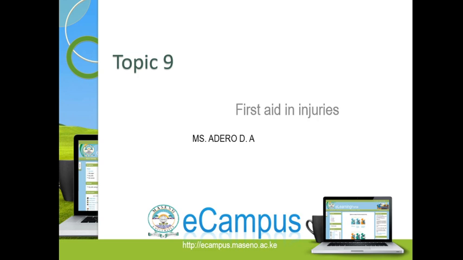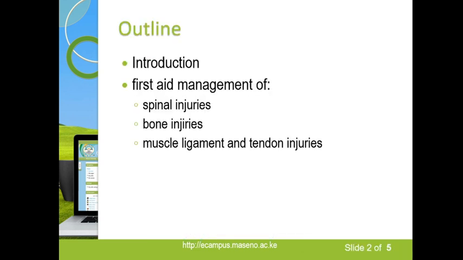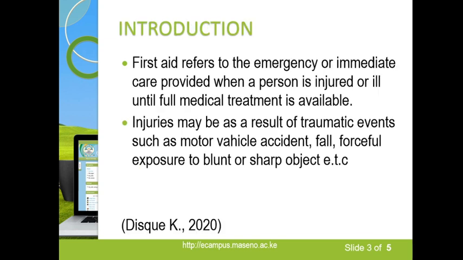We're going to talk about first aid in injuries, where we're going to look at spinal cord injuries, bone injuries, muscle, ligament and tendon injuries. Now basically we know that first aid is the emergency or immediate care that we give to casualties when they are injured or when they are ill before they receive advanced care.